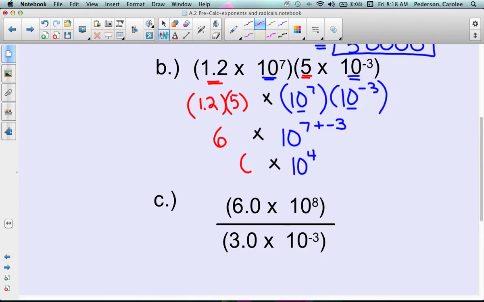You could leave this as 6 times 10 to the 4th power, or rewrite it out of scientific to decimal by increasing that 6 by 4 places. 1, 2, 3, 4.